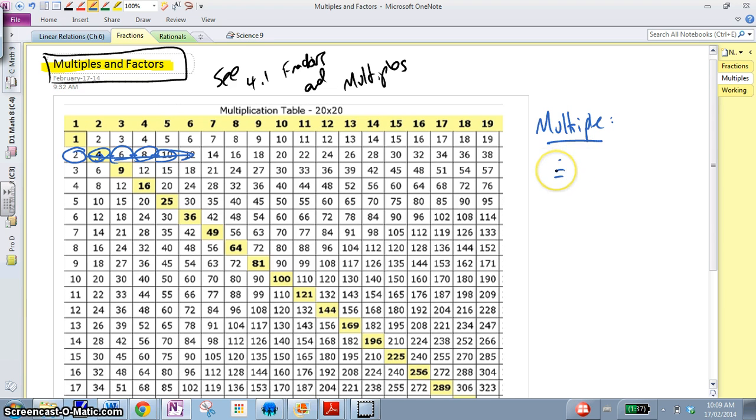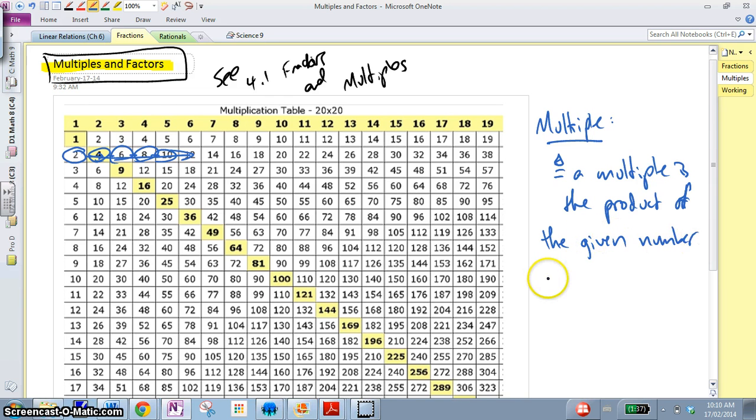So to maybe define that, this is going to be my little symbol I'm going to use for definition today. A multiple, and let's get this in our notes. A multiple is the product, so it means we're multiplying, of the given number and another whole number.